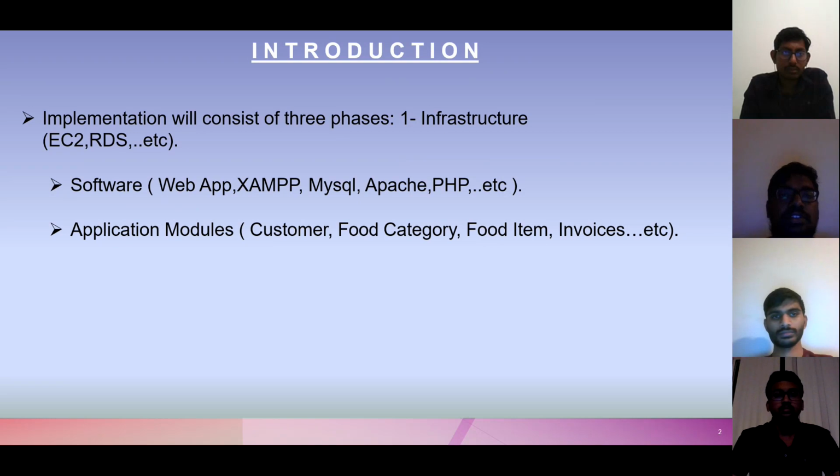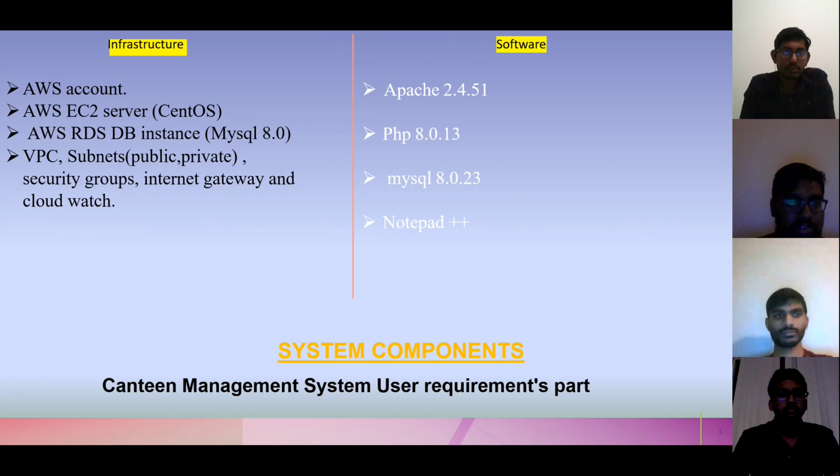The implementation of my project will consist of three phases: infrastructure, the EC2 instance, and the RDS, which are the main things. We use software such as WebEx, the XAMPP server, the MySQL database, the Apache server, and PHP, which is one of the programming languages.